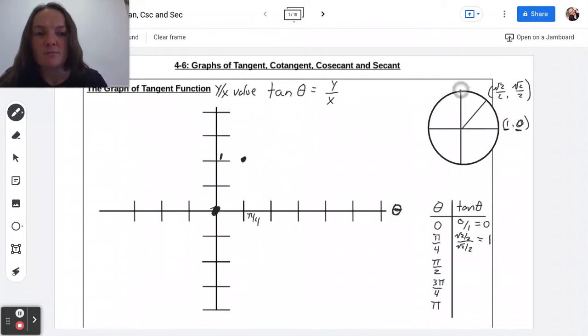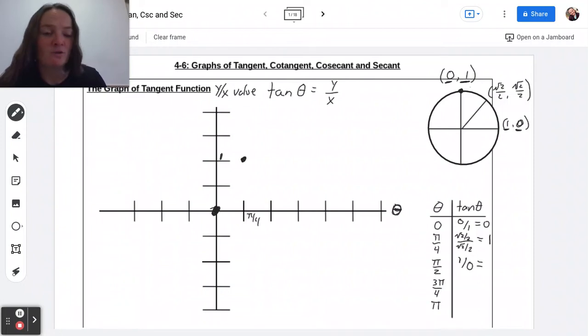Okay, so let's go ahead and figure out the next one. I want to know what's tangent of pi over 2. Well, tangent of pi over 2 is going to be the ordered pair (0, 1). So y over x in this case is going to be the y value, which is 1, divided by the x value, which is 0. But 1 over 0 is not defined.